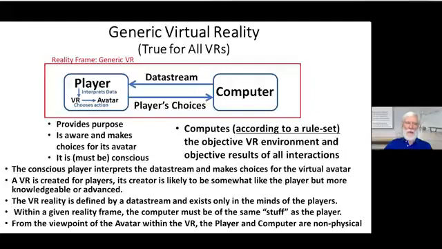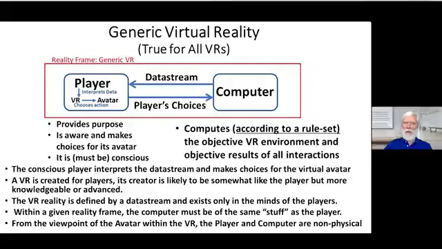Okay, now the bullets beneath this tell some of the conclusions we can come to just from knowing this much. This is the logic of virtual reality I'm telling you here. The conscious player interprets the data stream and makes choices for the virtual avatar. A virtual reality is created for players. Its creator is likely to be somewhat like the player, but more knowledgeable, more advanced, because its creator is kind of in the superset, is source.